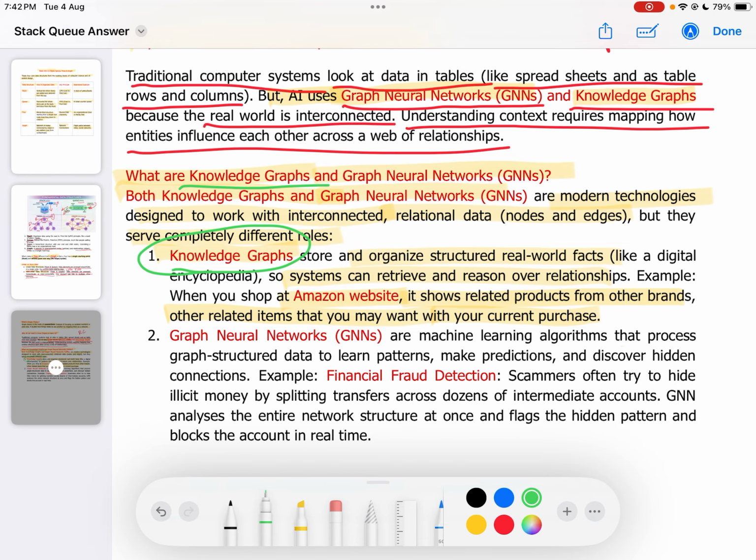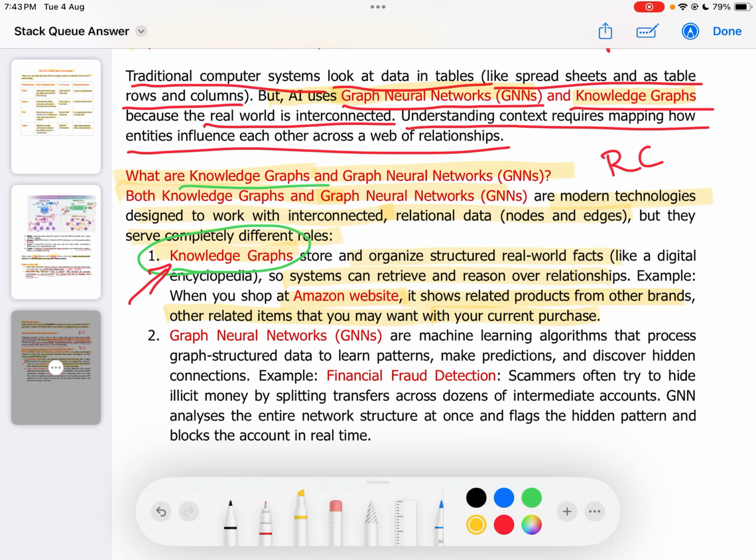Okay, so it's simple, right? So this is what a knowledge graph is: related items are grouped together and saved together. What we have been used to is rows and columns, but a knowledge graph saves data differently.